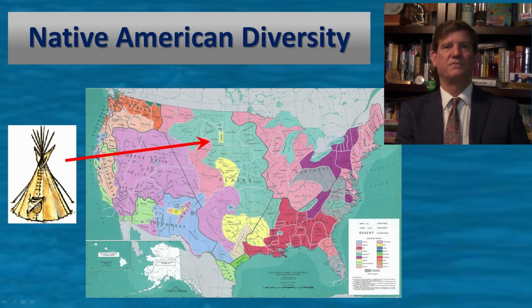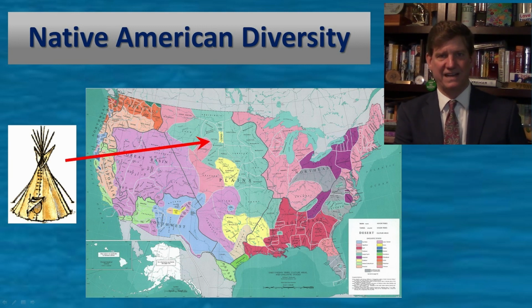Another way to look at Native American diversity is to look at housing. Now, back when I was a kid, the stereotype was that Native Americans lived in teepees, as if the Native American experience could be reduced to living inside a mobile nomadic structure. This produced an incredible misunderstanding of how Native Americans lived, because very few Native Americans actually lived in a teepee.